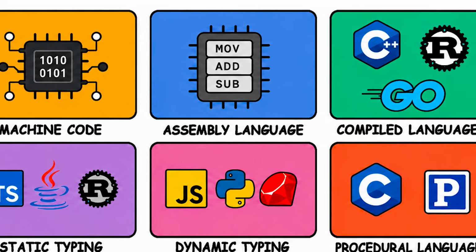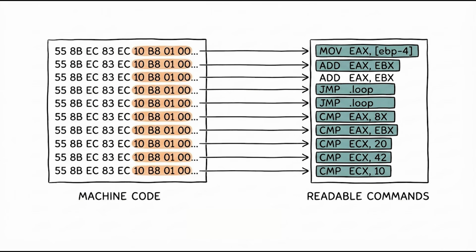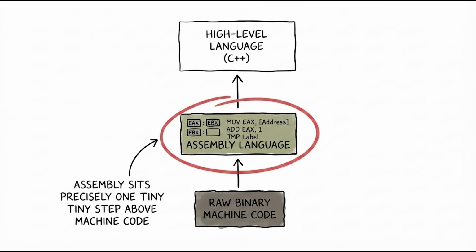Assembly language. If machine code is the CPU's native language, assembly is the phrasebook. It replaces binary strings with short readable commands like MOV, ADD and JMP. You're still talking directly to the hardware. You're just using words instead of squinting at binary soup. Assembly sits one tiny step above machine code.